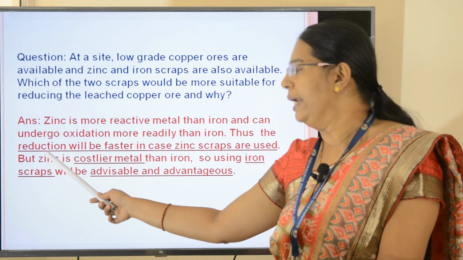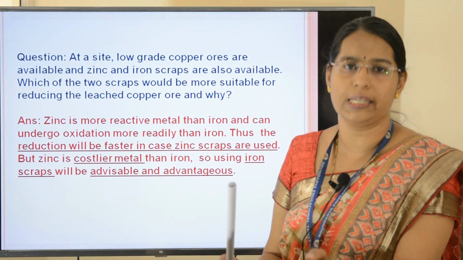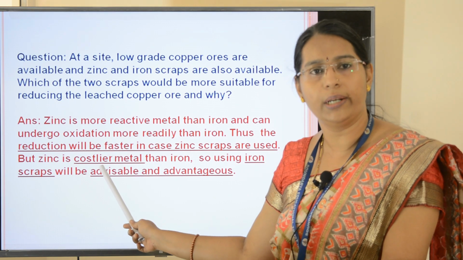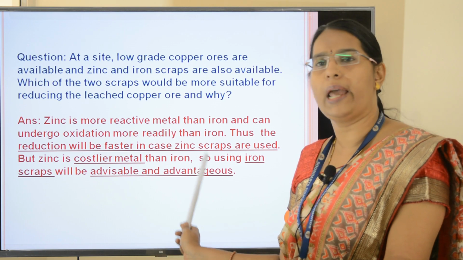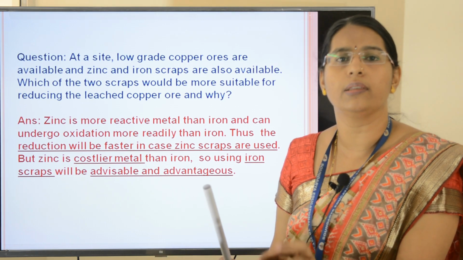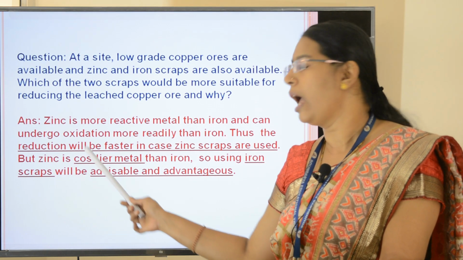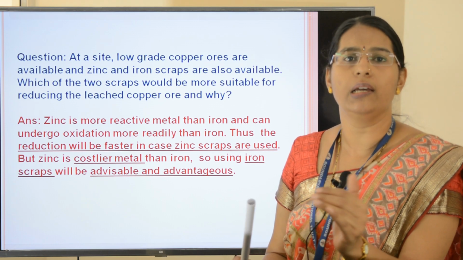But in industries, generally iron scraps are preferred over zinc scraps. That is because zinc is a costlier metal than iron, and hence it is not advisable or advantageous to use it on the industrial scale. So the answer is, generally iron scrap is preferred because it is cheaper than zinc scrap.